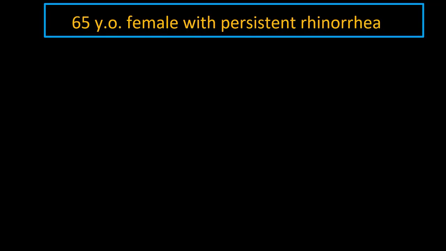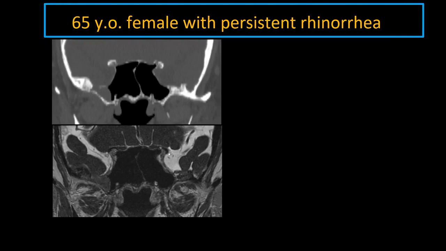And the 65-year-old female with a history of persistent rhinorrhea, we can see that there is opacification of the lateral recess of the right sphenoid sinus. Note that there is a short segment bony discontinuity along the superior margin of the lateral recess of the sphenoid. And on the MRI, we can see that the ipsilateral right temporal lobe protrudes through this defect. So this is a nice example of an encephalocele.